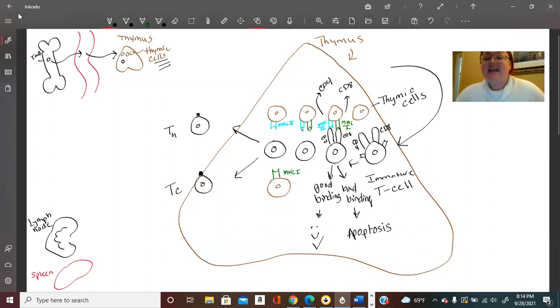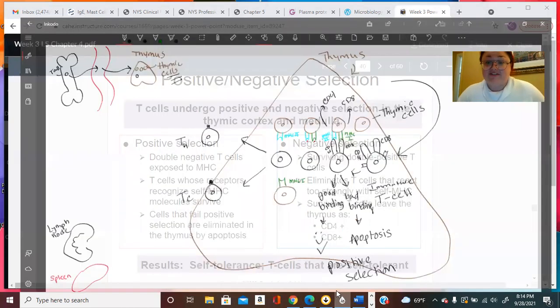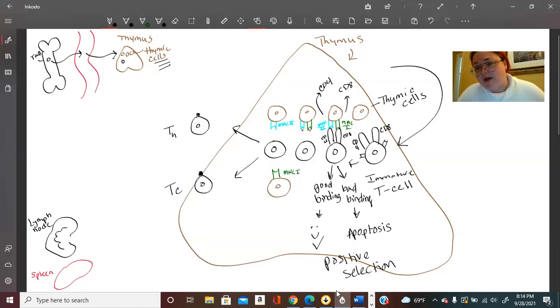Cell death. Now, because we're looking for good binding here, we're looking for a positive reaction, this first step is what we call positive selection. So back here, positive selection is a double negative T cell exposed to the MHC, T cells whose receptors recognize self-MHC molecules. So positive selection is all about being able to recognize these major histocompatibility complexes. And then cells that fail that selection are going to be eliminated in the thymus. They'll never leave the thymus. They're never going to make it out. They're going to be destroyed via apoptosis, okay?